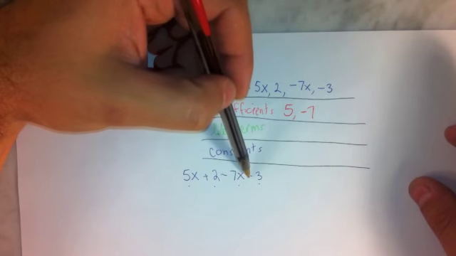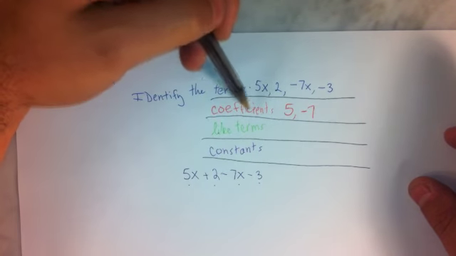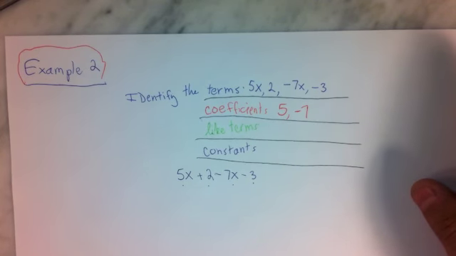And then we can go to our last stop here, -3. Is there a variable? No. No variable. It's not a coefficient. It does not have a coefficient. Alright, next is like terms.